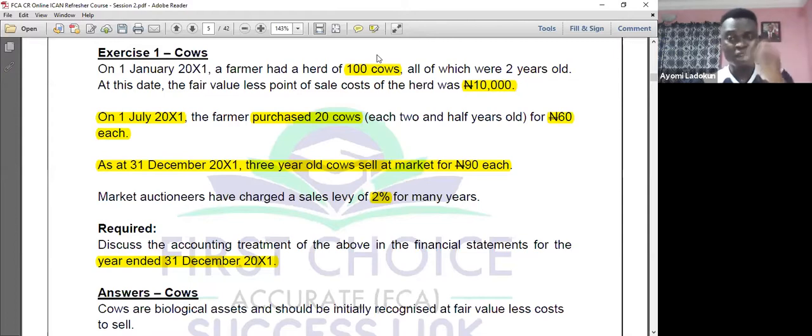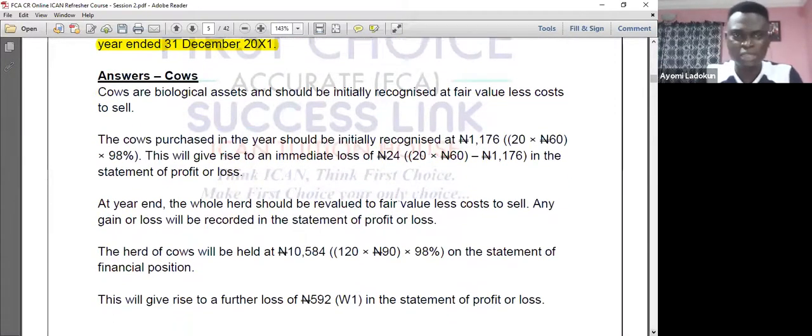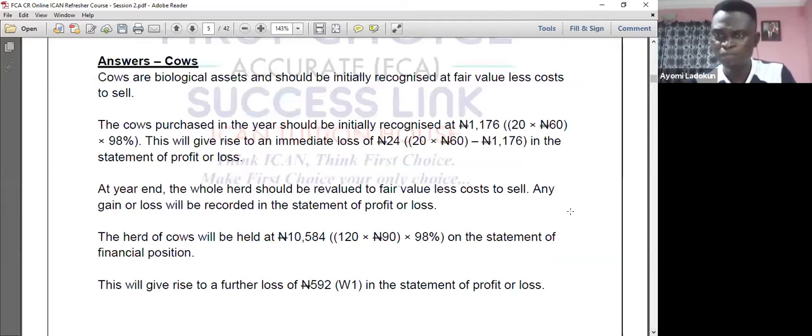Don't forget, less cost to sell. I will now multiply by 98% because this is 2% here, or if you like, calculate 2% on it and remove it. It's the same. It's going to give you the same answer. So I will have the value as at the end of the year. That's fair value less cost to sell. I will now compare with that 11,176, which if it's higher, then there's a loss I'm going to recognize. So let me show you that in your answer. Let me show you what I'm just explaining. I just try to break it down. Okay, so let me show you.